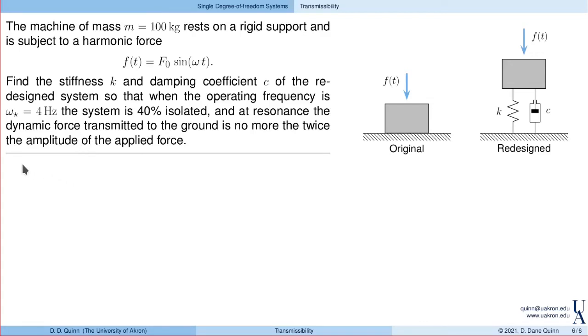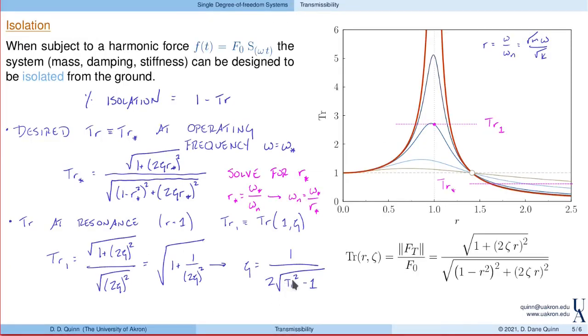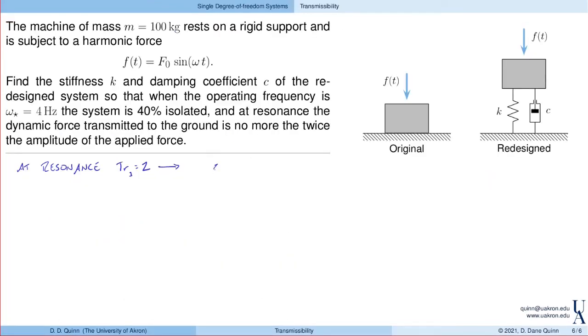Well, that's our TR1. So at resonance, TR1 is equal to 2, because we want no more than twice the amplitude of the applied force. Well, using our results from the previous slide, here we'll basically go and solve for zeta. So doing so, zeta is 1 divided by 2 square root of 3, which is about 2.89.